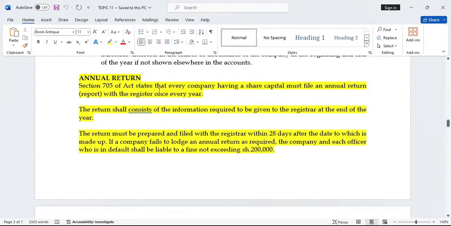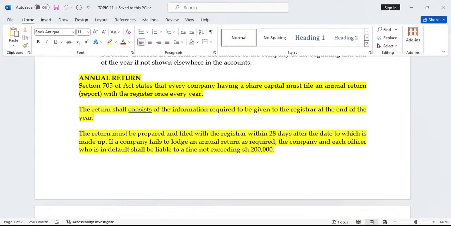Under the Companies Act, it states that every company having a share capital must file an annual return or annual report with the Register of Companies. The return shall consist of information required to be given to the registrar at the end of the year. The return must be prepared and filed with the registrar within 28 days after the date to which the return is actually made up. If a company fails to lodge an annual return required by the Register of Companies, then it risks being penalized a fine of up to 200,000.